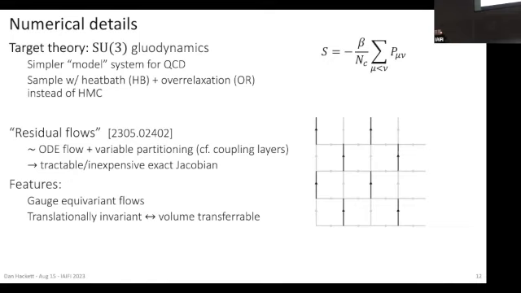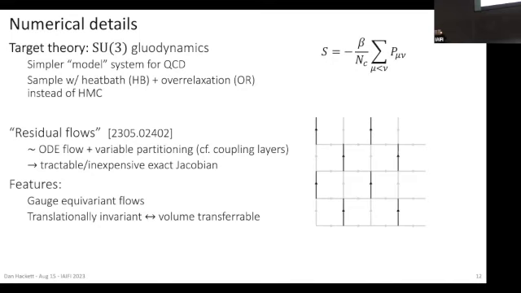The architectures I'll be using are these things we call residual flows. I won't get into any of the details, but you might think it's interesting, and I encourage you to look it up if you do. The idea with these is they look like an ODE flow. They use transformations like an ODE flow, but they combine it with variable partitioning like you might do in a real NVP coupling layer type model.